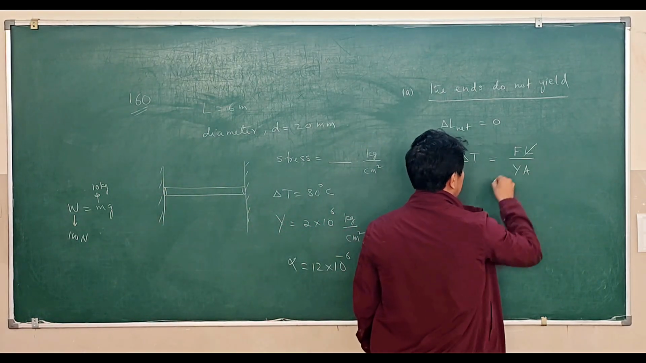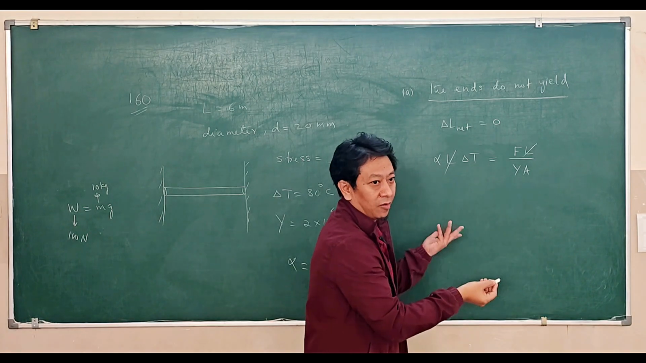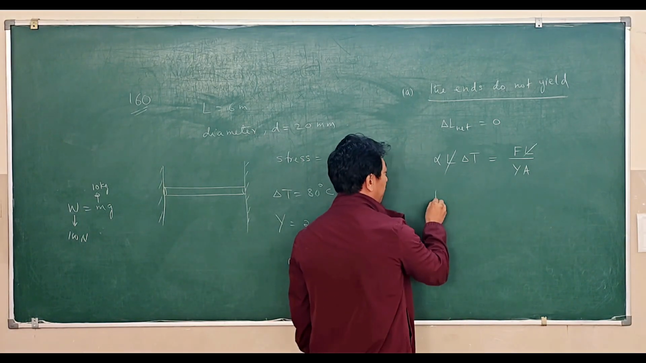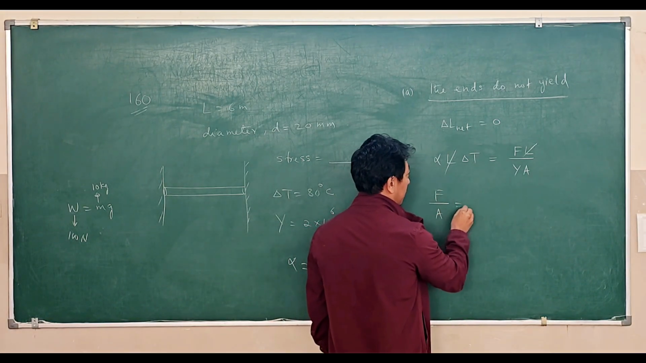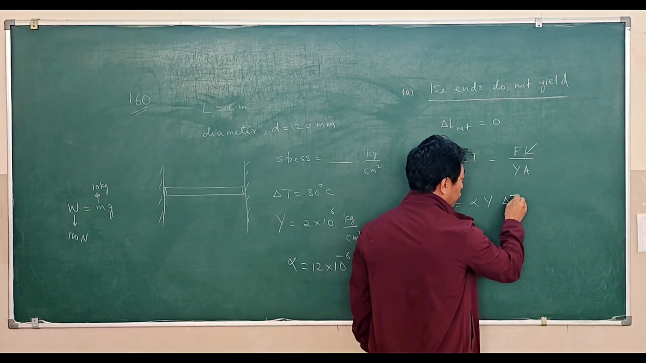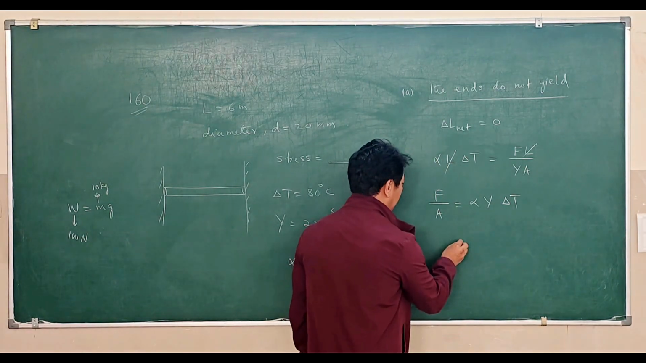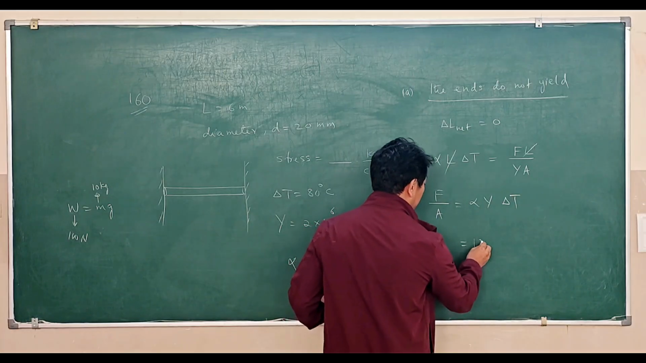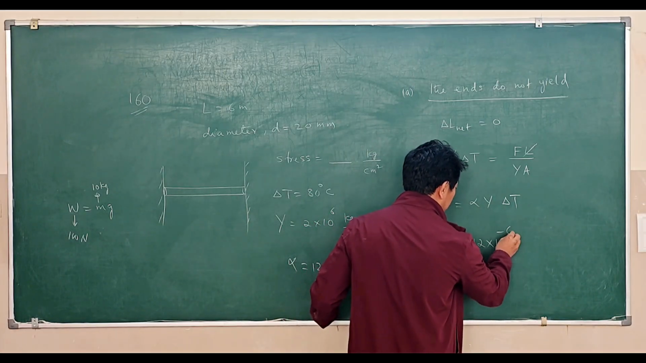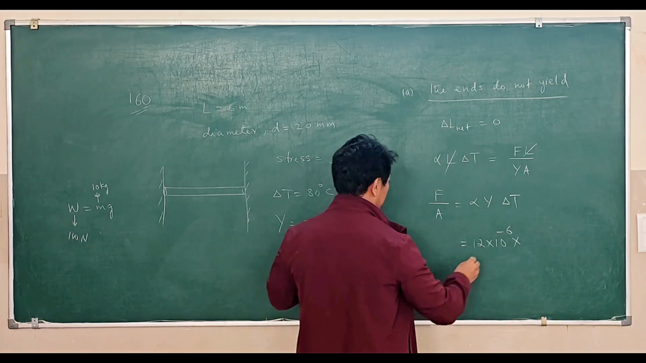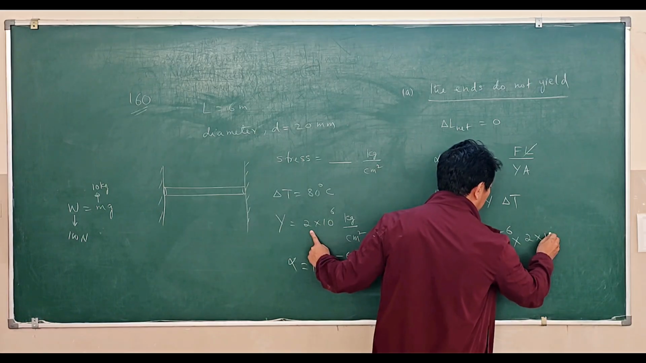So L gets cancelled. I'm just calculating again, we already did it before. So what will be F by A? Alpha Y delta T. Those who remember the formula can substitute directly. What is alpha? 12 into 10 power minus 6. What is Young's modulus? 2 into 10 power 6.